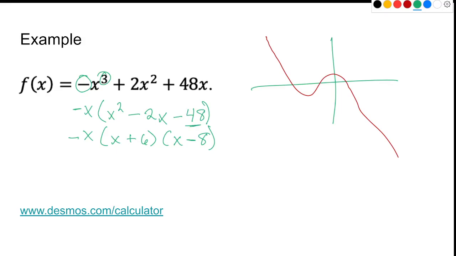That will be it. So from this, I can see I'm going to get a 0 whenever x equals 0, right? That's from this first part. I'm going to get a 0 when x plus 6 equals 0, so that's when x equals negative 6. And I'm going to get another 0 when x minus 8 equals 0. Add 8 to both sides, x equals positive 8. So we will get zeros there. Because these are all degree 1, they will all have a multiplicity of 1.